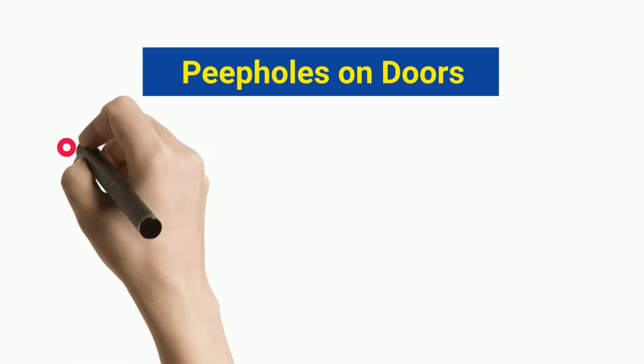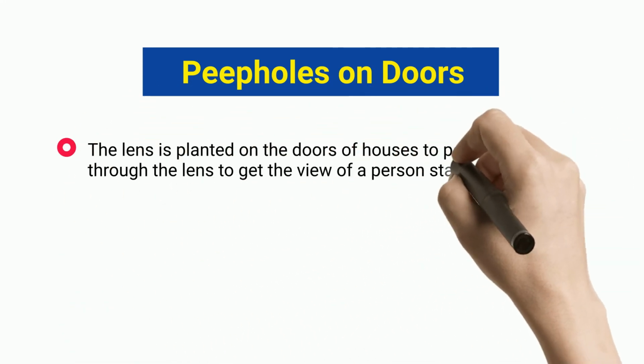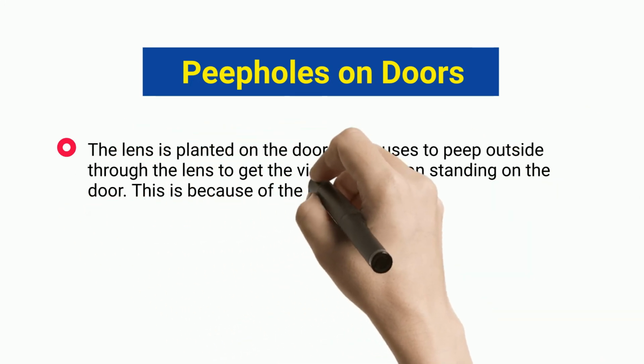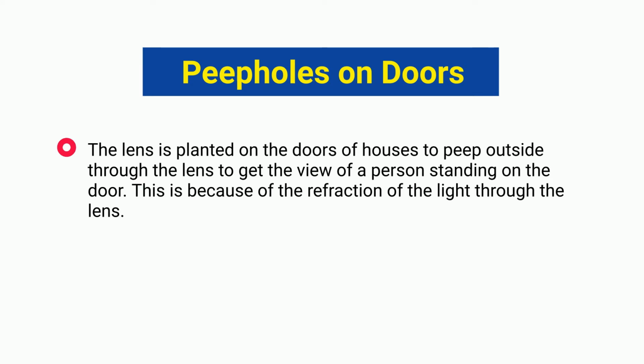Peepholes on doors. The lens is planted on the doors of houses to peep outside through the lens to get the view of a person standing at the door. This is because of the refraction of the light through the lens.